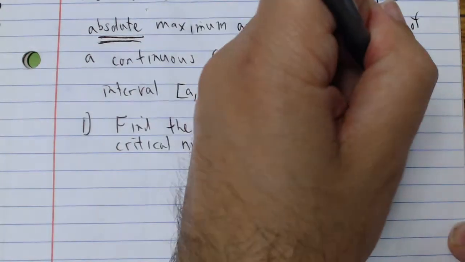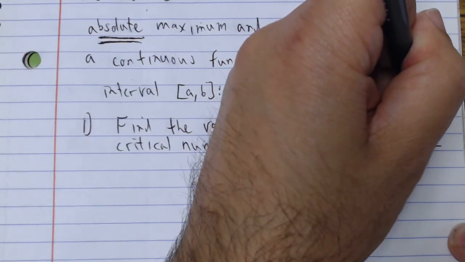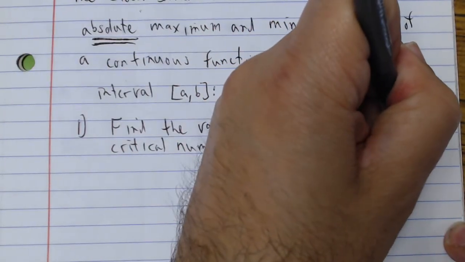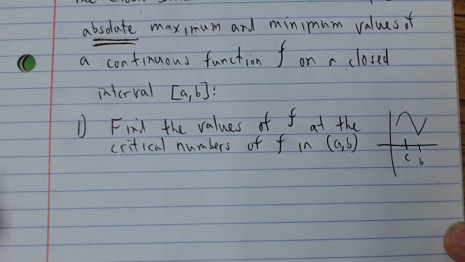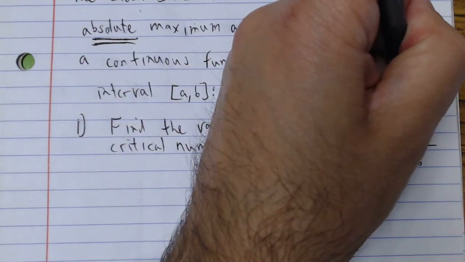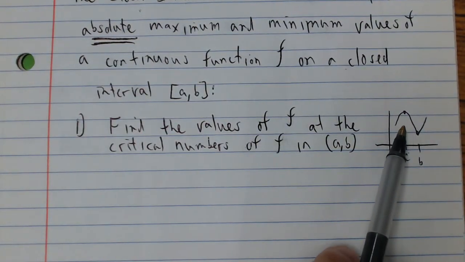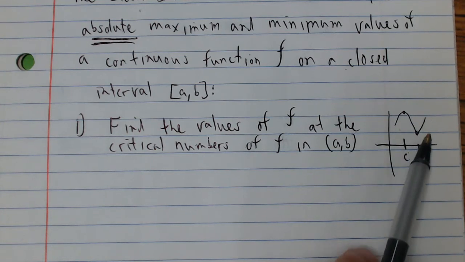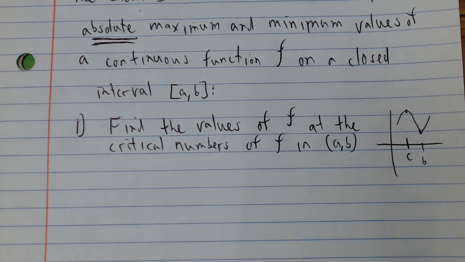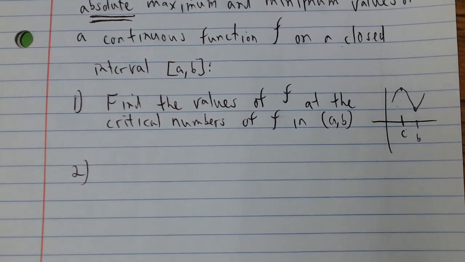So what we're basically doing is this. If I have a function that kind of does this, what am I doing? I'm finding this critical number and this critical number. And then once I find those critical numbers, I plug them into the function to find the y values. Okay, so I'm finding this y value and that y value. Because what do you notice? If I have an absolute max or an absolute min, it could be at my critical numbers, can't it? So that's step 1.